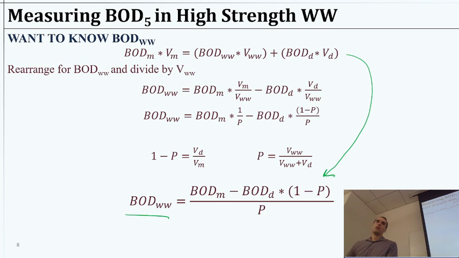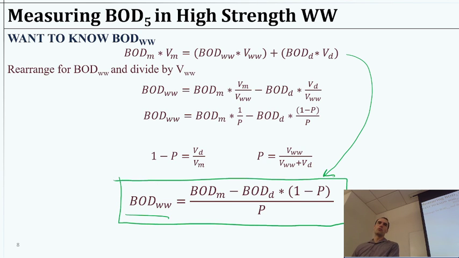Okay, so it's a derivation, and this is a handy equation that we can use to calculate BOD in our wastewater directly if we know the BOD of the mixture and if we know the BOD of our dilution water, and then of course that dilution factor that we use to dilute the wastewater. Okay, and you will have this equation on your exam. I probably won't get to posting that. I might be able to do that today. If not, it'll be after the break.